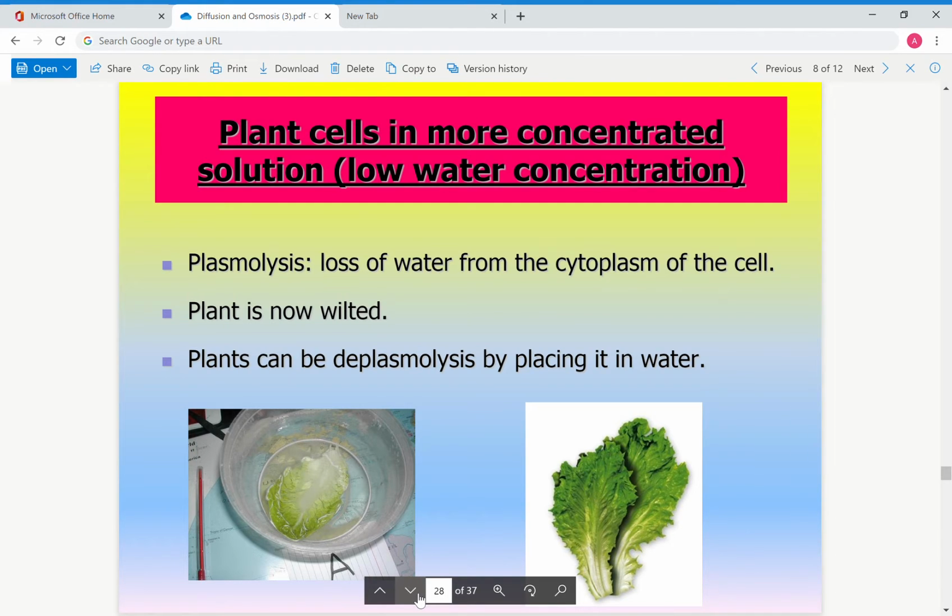Now you can fix that. There was an example of a question where they talked about a salty salad dressing on lettuce. The leaves will go limp, and if you place it in water, you can reduce the plasmolysis that has happened, and that's called deplasmolysis. So deplasmolysis is a positive for the plant.